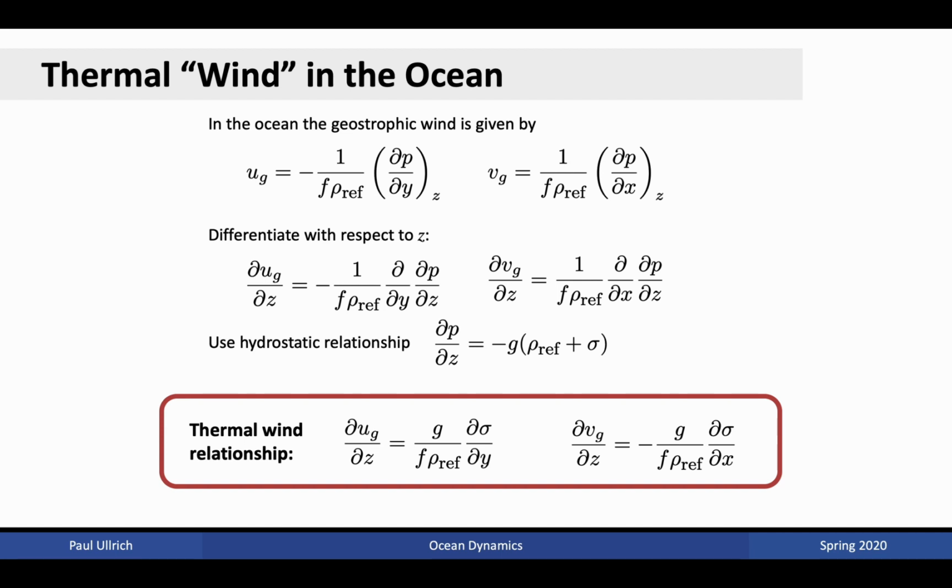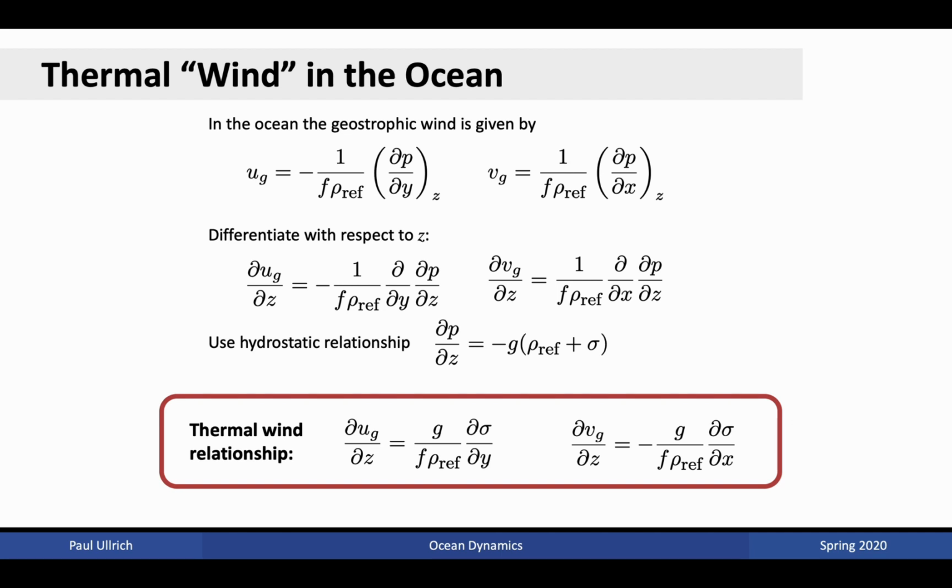This then allows us to relate vertical variations in the geostrophic flow velocity to horizontal variations in the density anomaly sigma. Thus, these horizontal variations in density anomaly, again prompted by variations in the sea surface height or variations in temperature or salinity, can give rise to variations in the geostrophic flow velocity.